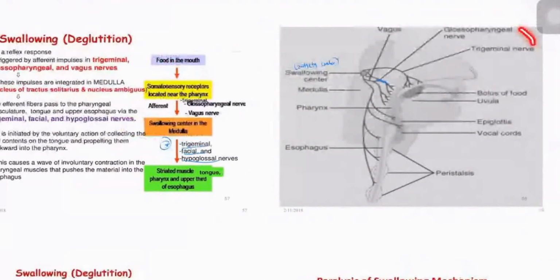So, your afferent, your vagus, glossopharyngeal nerve, trigeminal nerve. Then, it will go on to your medulla, swallowing center, your medulla, and then triggered by your trigeminal, facial, and hypoglossal nerves. Then, it will go to your tongue, esophagus, and pharynx, and upper third of the esophagus.